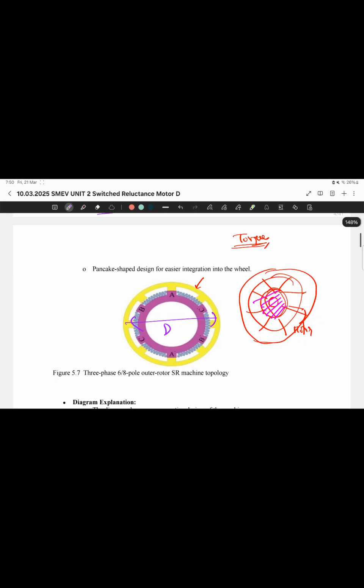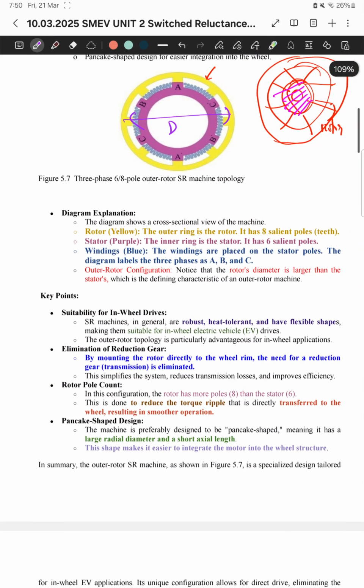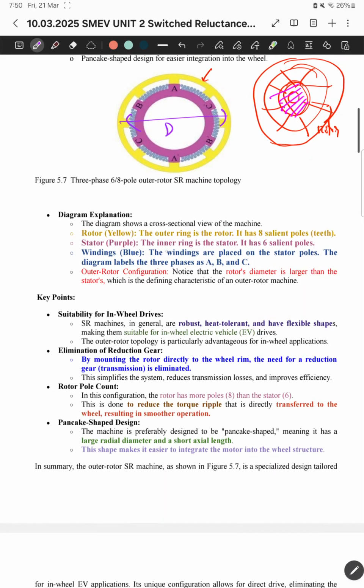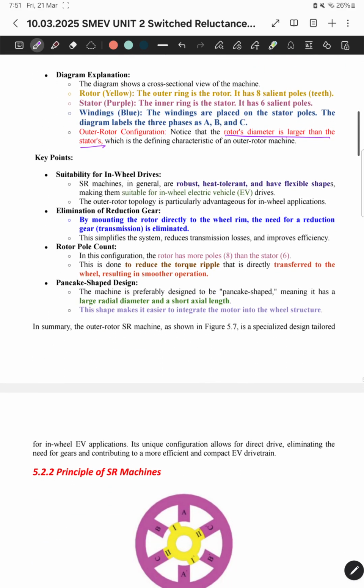Okay, I'm just changing this. So this is a clear explanation. The rotor is yellow in color, the stator is purple, and the windings are placed in blue color. In the outer rotor configuration the diameter is larger than the stator's, which is the main characteristic. The major points to be considered are its suitability for in-wheel drives, and elimination of the reduction gear, which we just discussed. Rotor pole count: there are more poles compared to the stator. With this, torque ripple can be reduced.